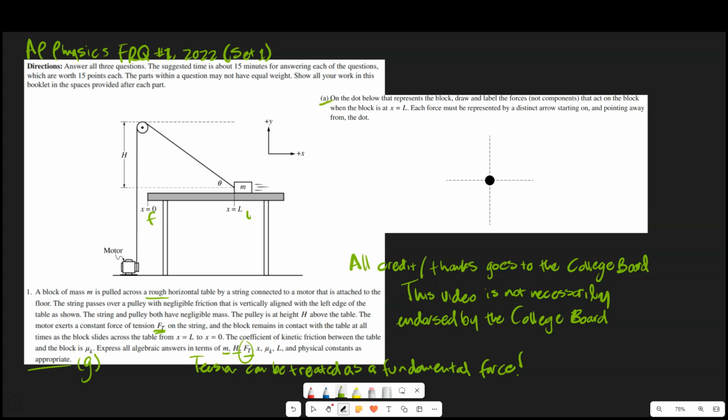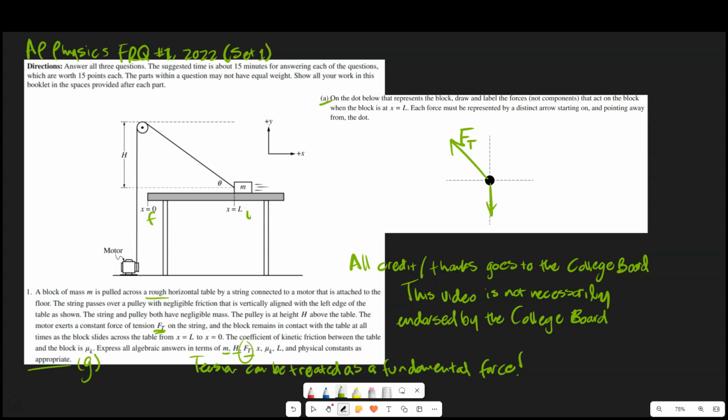Alright, so let's take a look at the first part of the problem. A, it says on the dot below that represents the block, draw and label the forces, not components, that act on the block when the block is at x equals L. Alright, so it's at this initial position right here. Each force must be represented by a distinct arrow starting on and pointing away from the dot. So really important, we're going to draw our first tension arrow, and what they're saying is don't draw it like this. This you actually will lose easy points for. There's no reason why you should lose points on a free body diagram. Also, really important, my tendency would be to write this as a capital T. In this case, we're going to write this as an F sub T. Be careful with that.